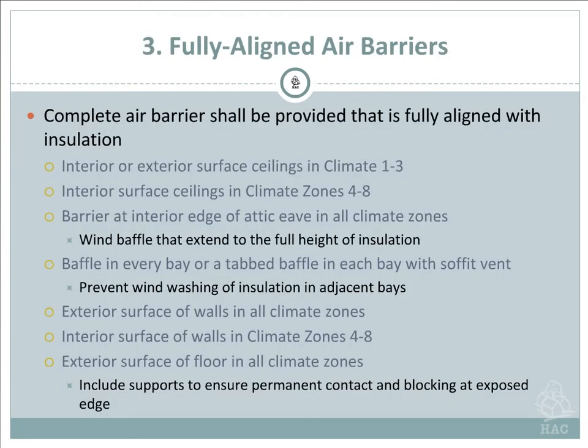And then we go into air barriers, fully aligned air barriers. Again, exterior surfaces, everything has to have an air barrier on the exterior surface, depending on climate, 1 to 3, and the interior surface on climates 4 to 8. The air barrier, again, the definition is anything that's going to keep the air from coming into the conditioned area.